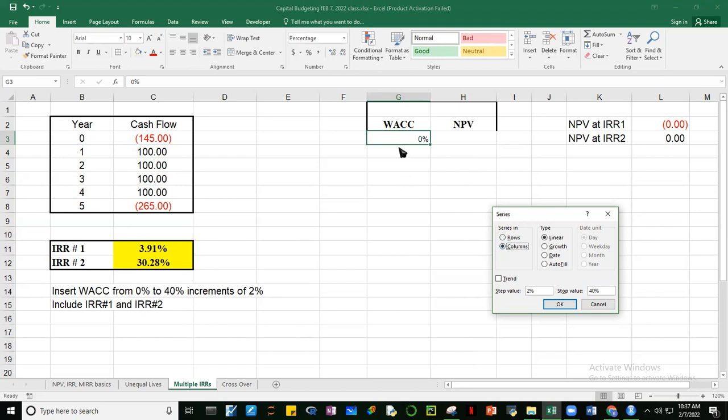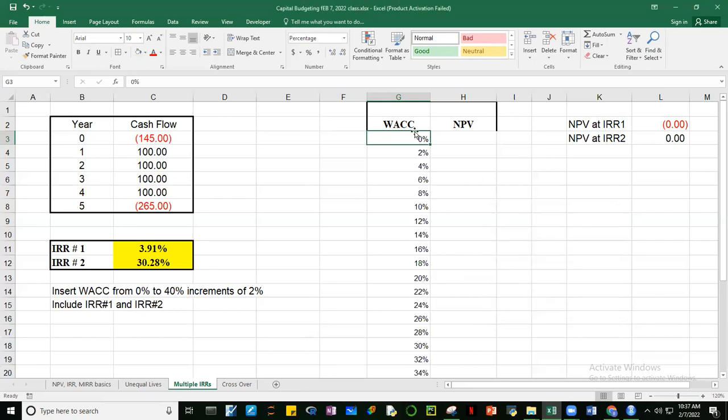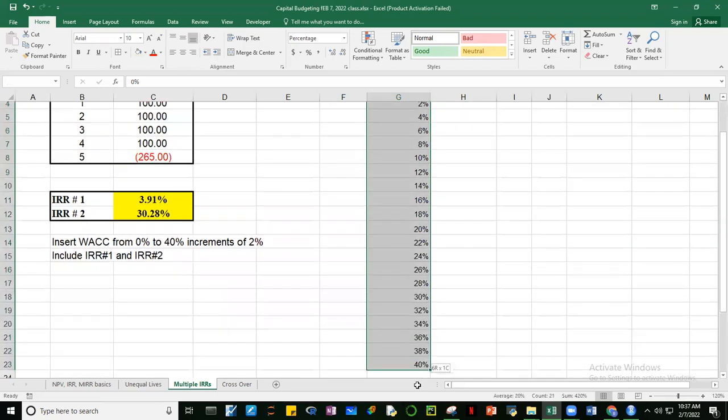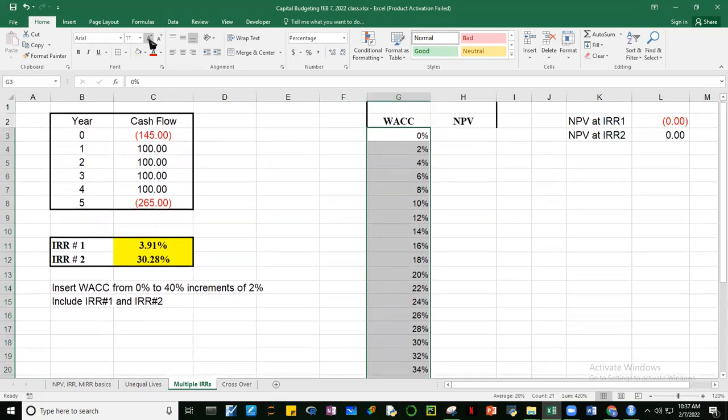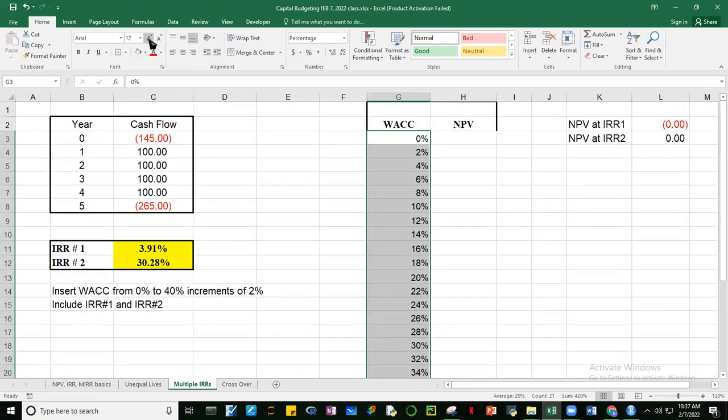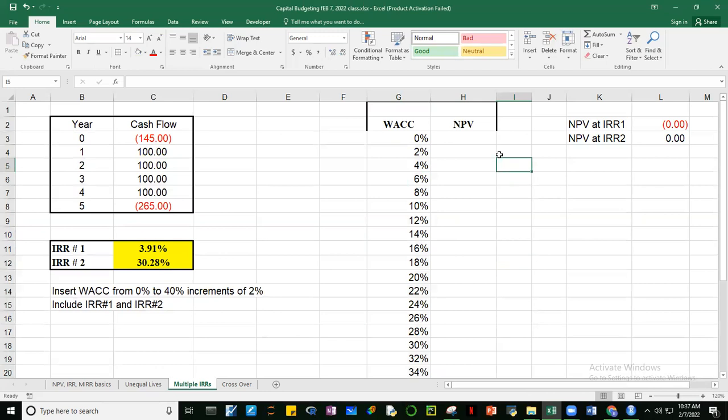So what we're going to create now, mga WACC from 0% hanggang 40% increment of 2%. Okay, so there you go. So meron na tayong WACC dito hanggang 40%. So what we do, guys, is to insert natin to 3.91 at saka 30.28. So si 3.91, andito siya.